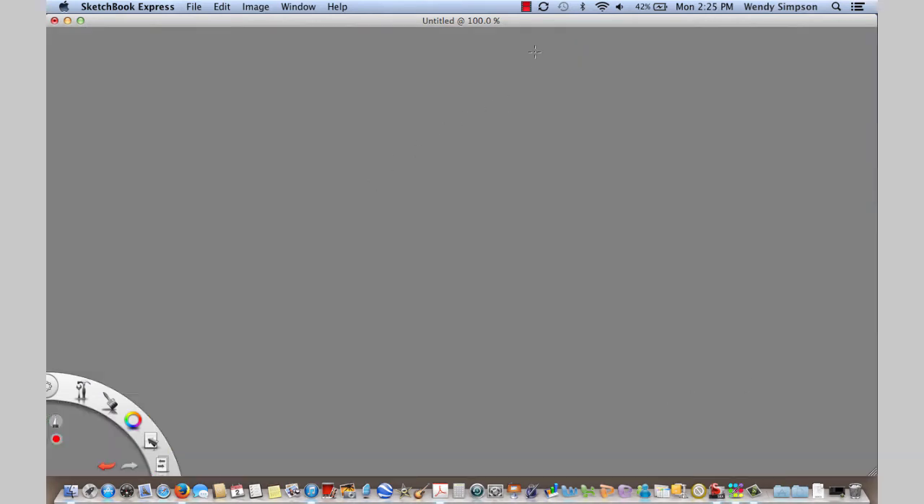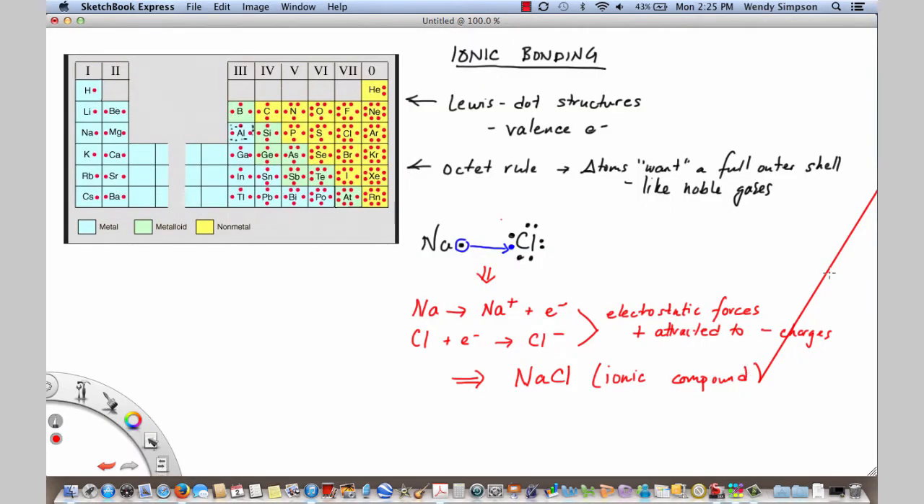Ionic compounds form between metals, or a metal plus a nonmetal. So here sodium is our metal, chlorine is our nonmetal. The metal forms a cation, the nonmetal forms an anion when the electrons are transferred. So an ionic compound is a metal and a nonmetal. And bonding occurs by the transfer of electrons.